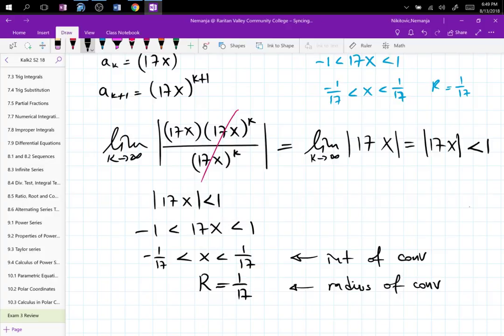Of convergence. Why was it less than 1? Well, you are looking for the interval of convergence, and by the ratio test, you get convergence when whatever the answer is smaller than 1. So you set this less than 1, because we want convergence.